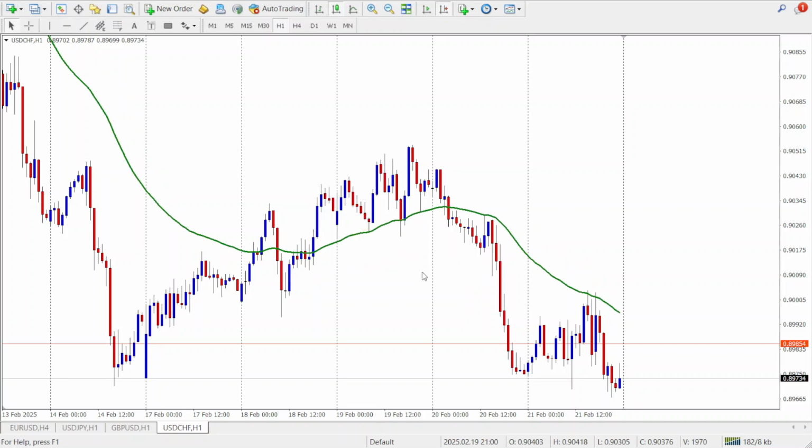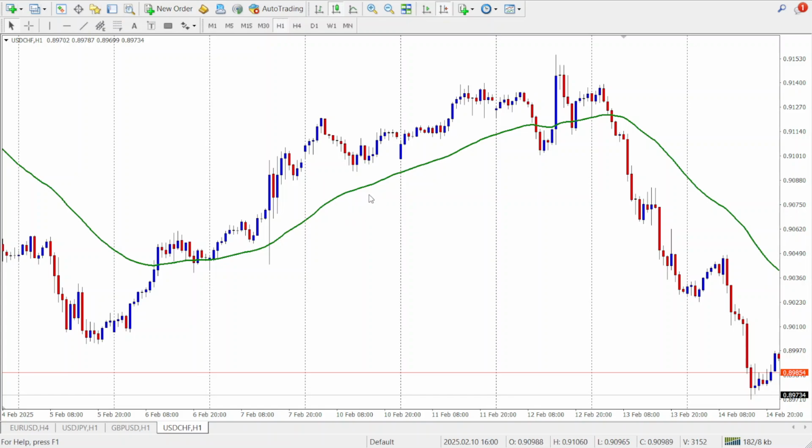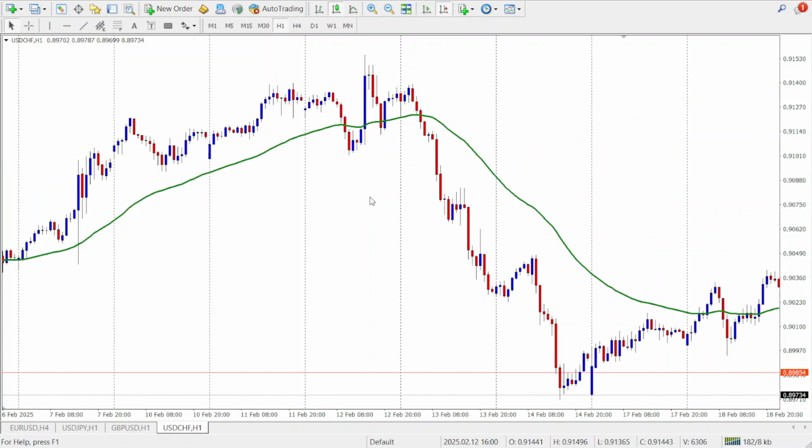Now, the 50 period moving average is a fantastic tool for scalping. It helps smooth out price action and gives you an idea of the current trend. When the price is above the 50 moving average, it suggests a bullish trend, and when it is below the 50 EMA, it's a bearish trend. This helps you understand the market's overall direction and makes it easier to spot trade opportunities.